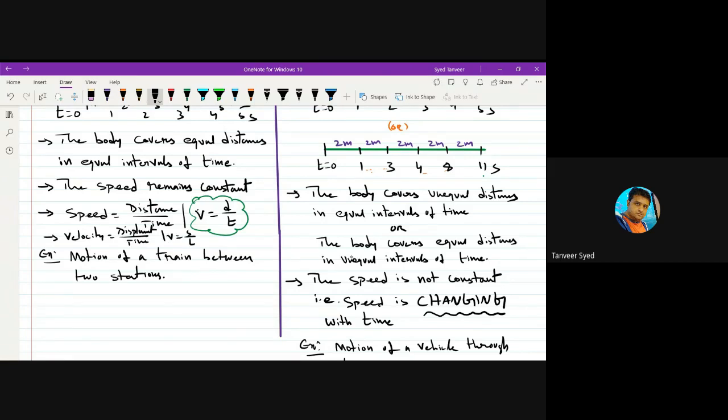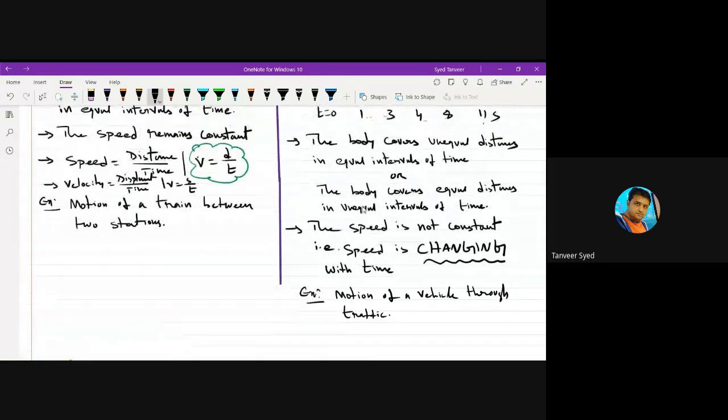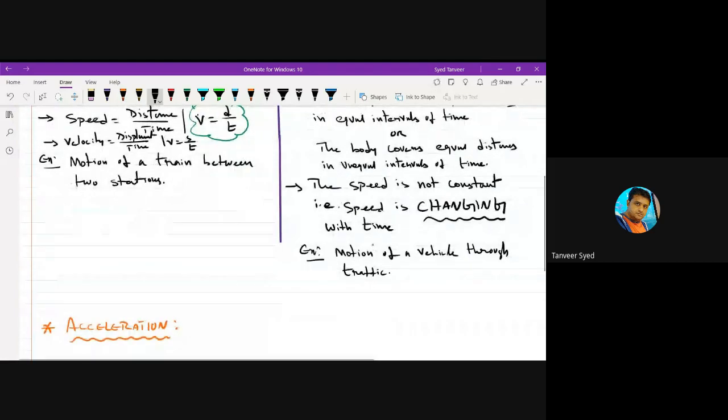V is equal to S by T. And here also, in non-uniform motion, speed is not constant, or in other words, velocity is also not constant.